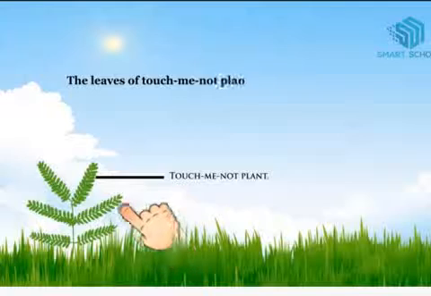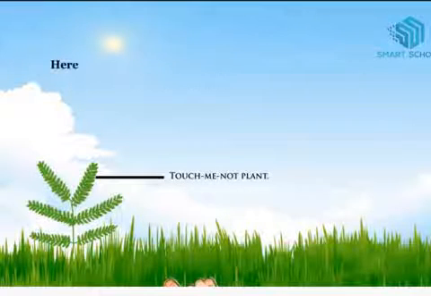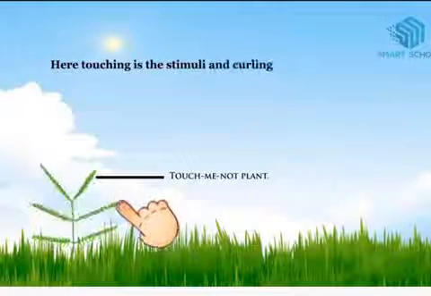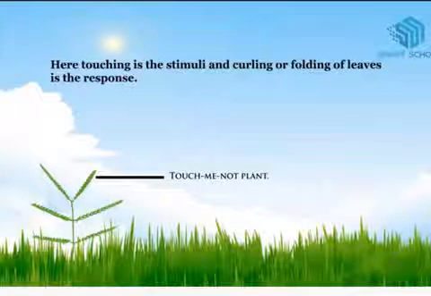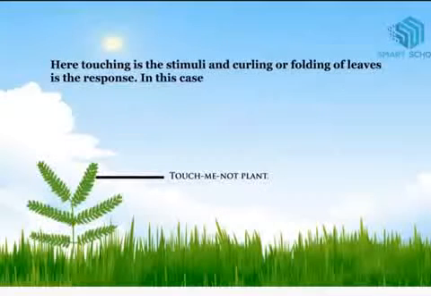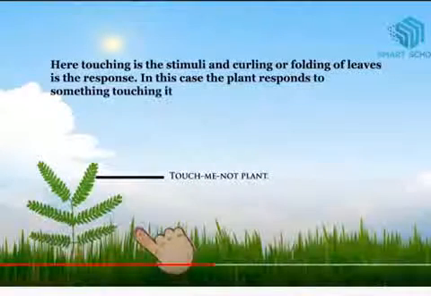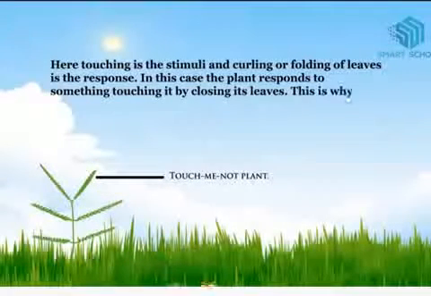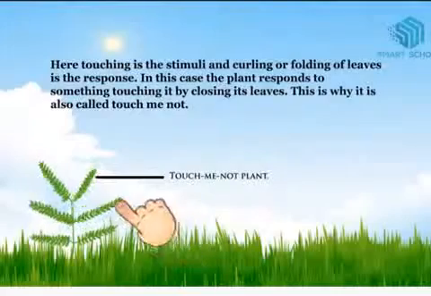The leaf of the touch-me-not plant folds when touched. Here, touching is the stimulus and curling or folding of the leaves is the response. In this case, the plant responds to something touching it by closing its leaf. This is why it is called touch-me-not.